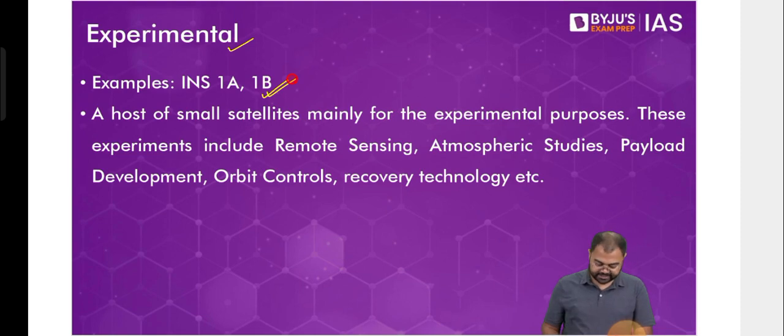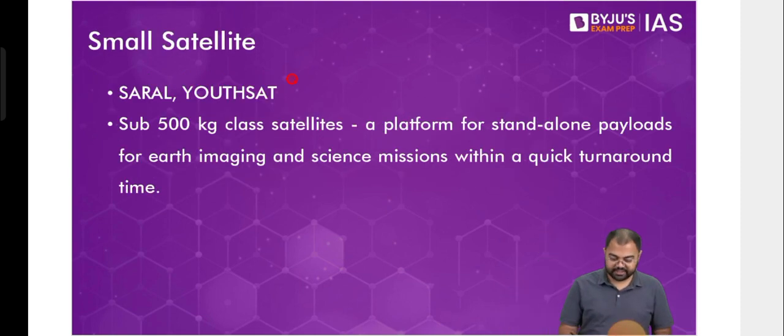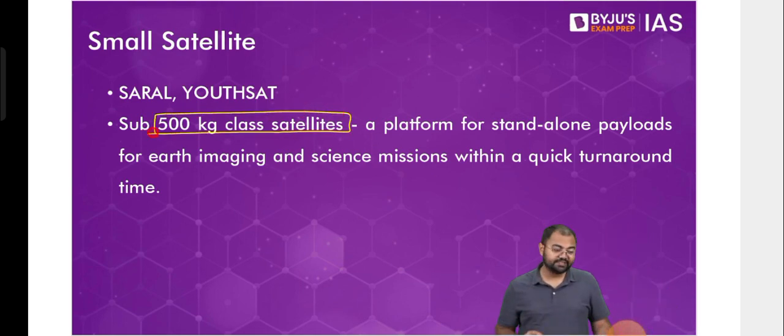we also have small satellites. Right now, in case of small satellites, what we see is that small satellites are satellites which are less than 500 kg. The satellites which are less than 500 kg are called small satellites. Now, in this small satellite range also, there are various different types of satellites.